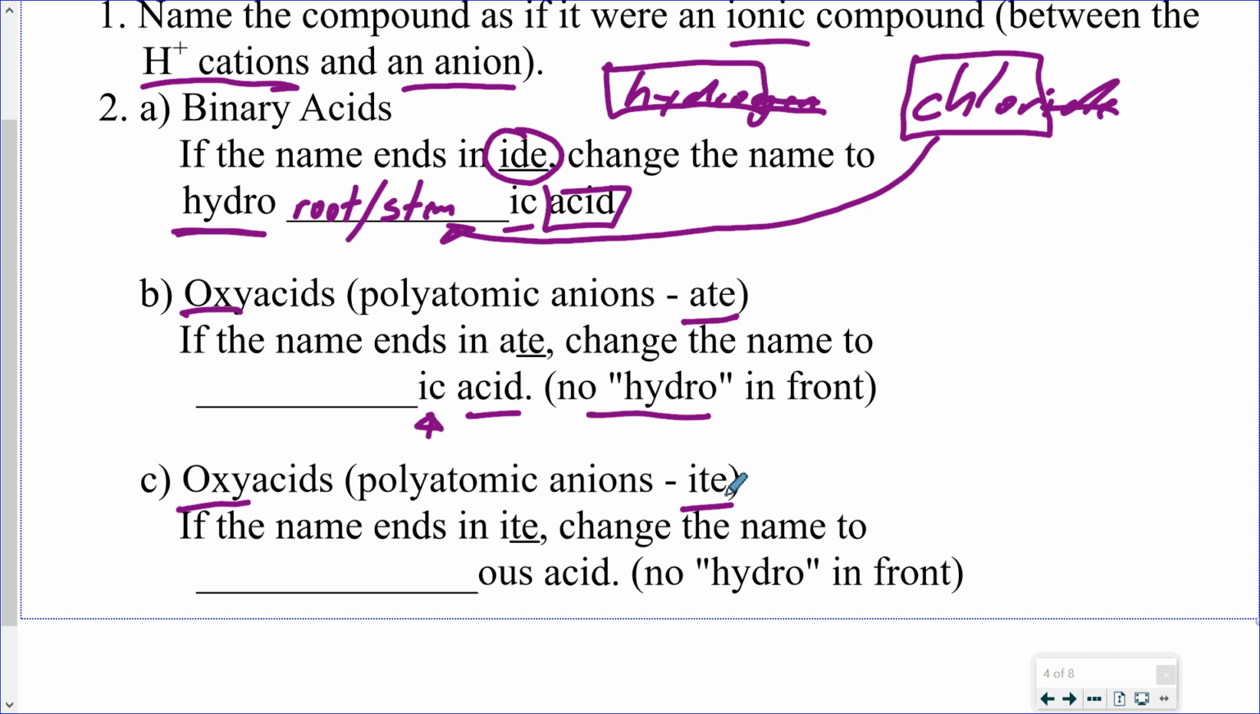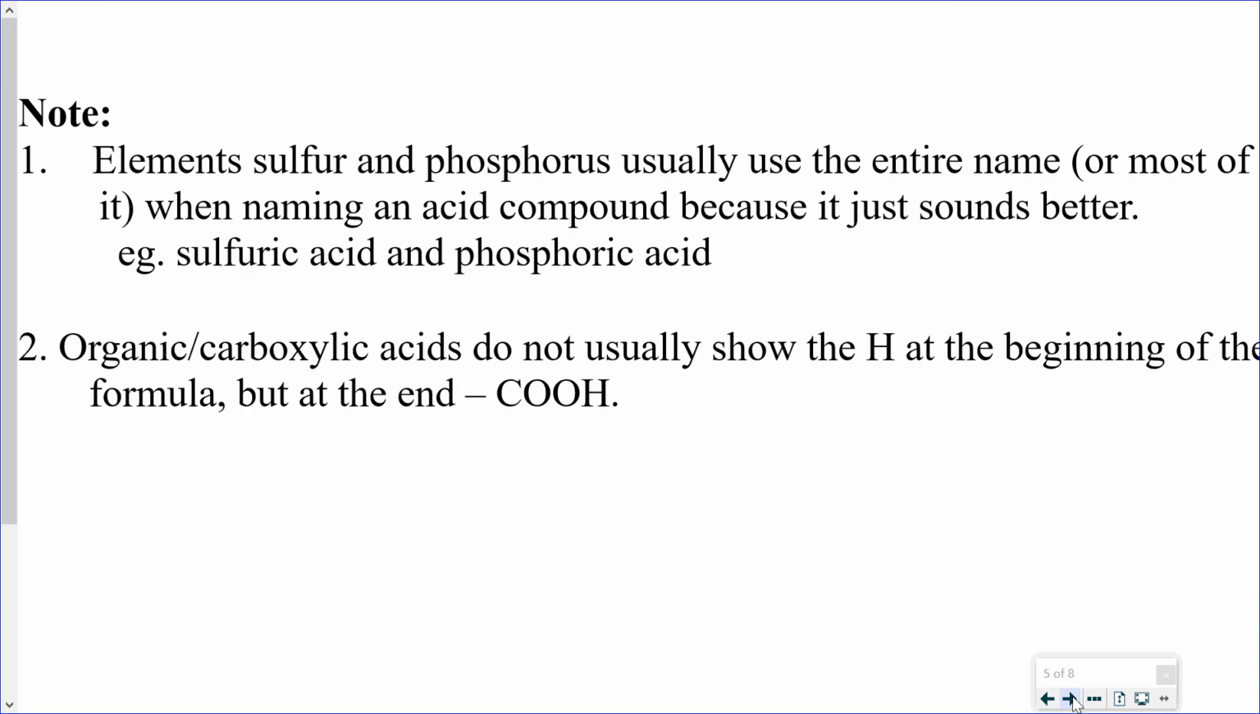Similar with the ITE ending, again, it will be polyatomic. Those ones that have the ending ITE, we're going to change the acid name to OUS acid, and again, there's no hydro that we put in front. So let's just jump straight to a few examples here. In fact, a whole bunch of examples that we'll take a look at.